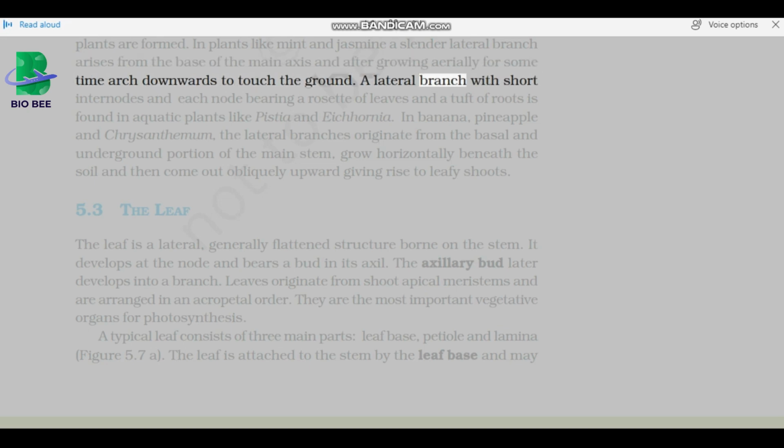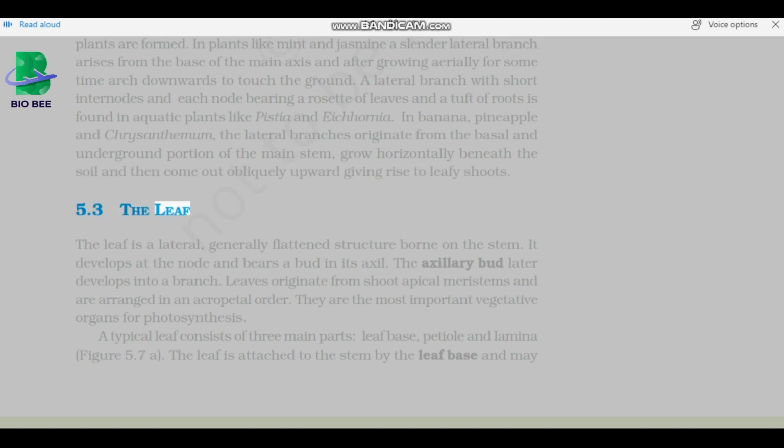A lateral branch with short internodes, and each node bearing a rosette of leaves and a tuft of roots, is found in aquatic plants like Pistia and Eichhornia. In banana, pineapple, and chrysanthemum, the lateral branches originate from the basal and underground portion of the main stem, grow horizontally beneath the soil, and then come out obliquely upward, giving rise to leafy shoots.